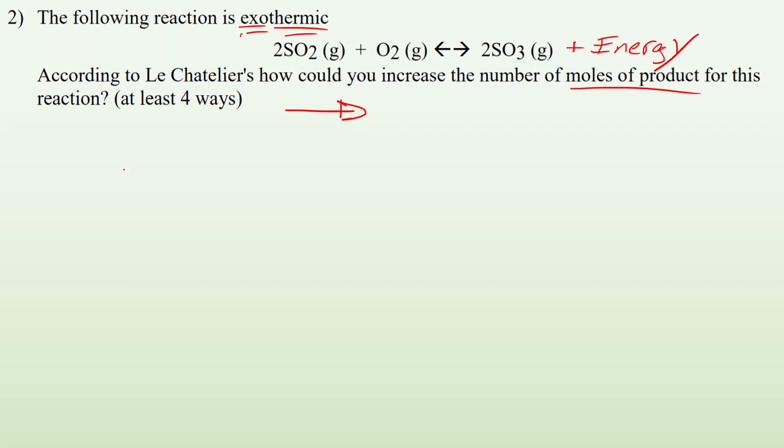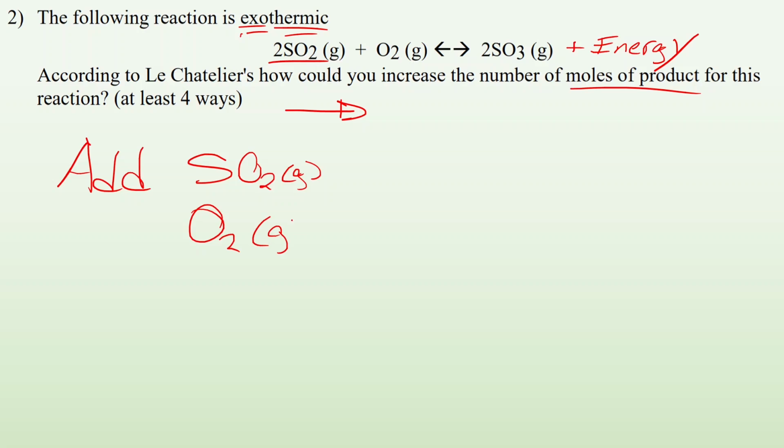Well, if we want to shift it to the right, we can add things. When we add, it shifts away from that side, so I can add SO2. If I add SO2 gas, it'll shift it to the right. I can add O2 as well. If I add O2, a reactant, it'll shift it to the right. If we're trying to make more moles of products, well, if we remove stuff, it shifts to replace it. So if we removed SO3, it would shift to the right to make more moles of product. And how could we remove energy? Well, we can cool it.